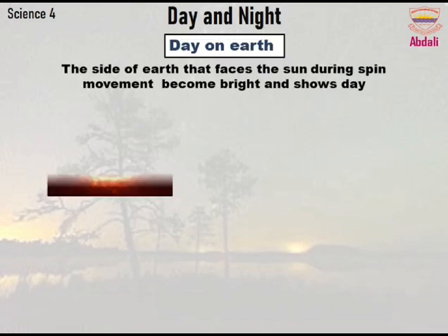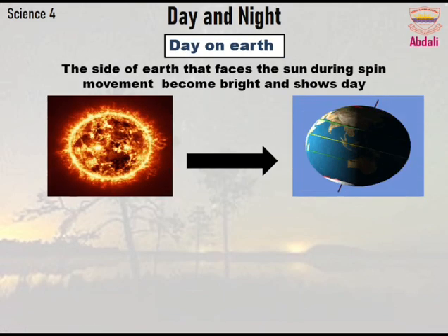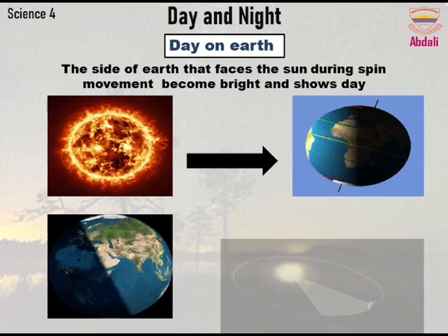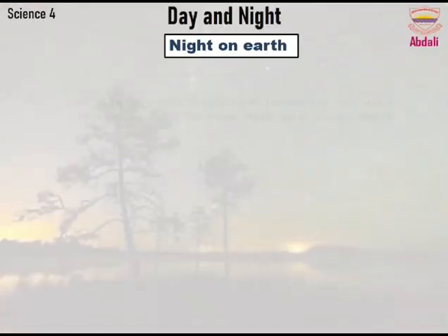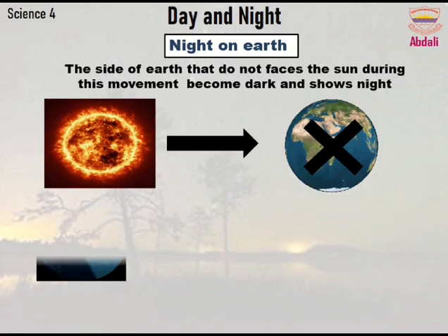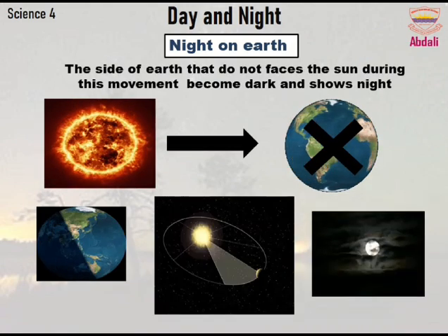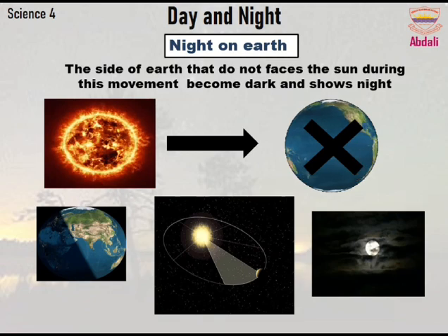The side of Earth that faces the Sun during this movement becomes bright and shows day on Earth. The side of Earth that does not face the Sun during this movement becomes dark and shows night on Earth.